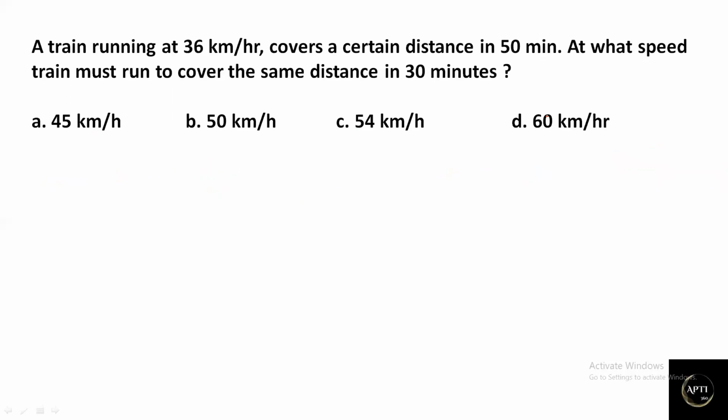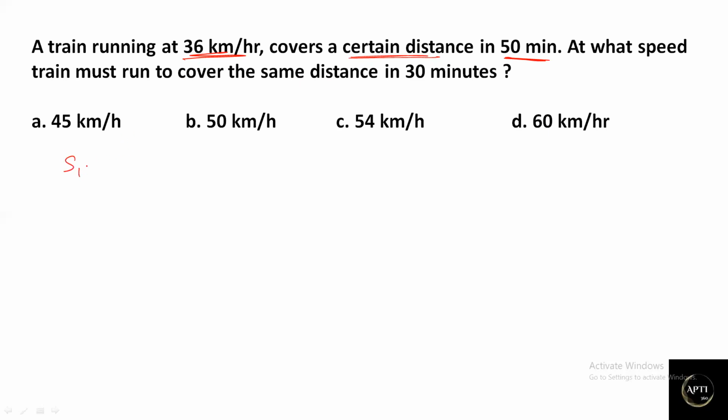Okay, let's move on to the next question. A train running at 36 km per hour covers a certain distance in 50 minutes. At what speed must a train run to cover the same distance in 30 minutes? If you observe the question, what values are given? Speed of the train is given, and time is given. What do we need to find? A certain distance, but they didn't mention any distance. For the train to cover the same distance in 30 minutes, what will be its speed? That's the question. It looks quite easy.